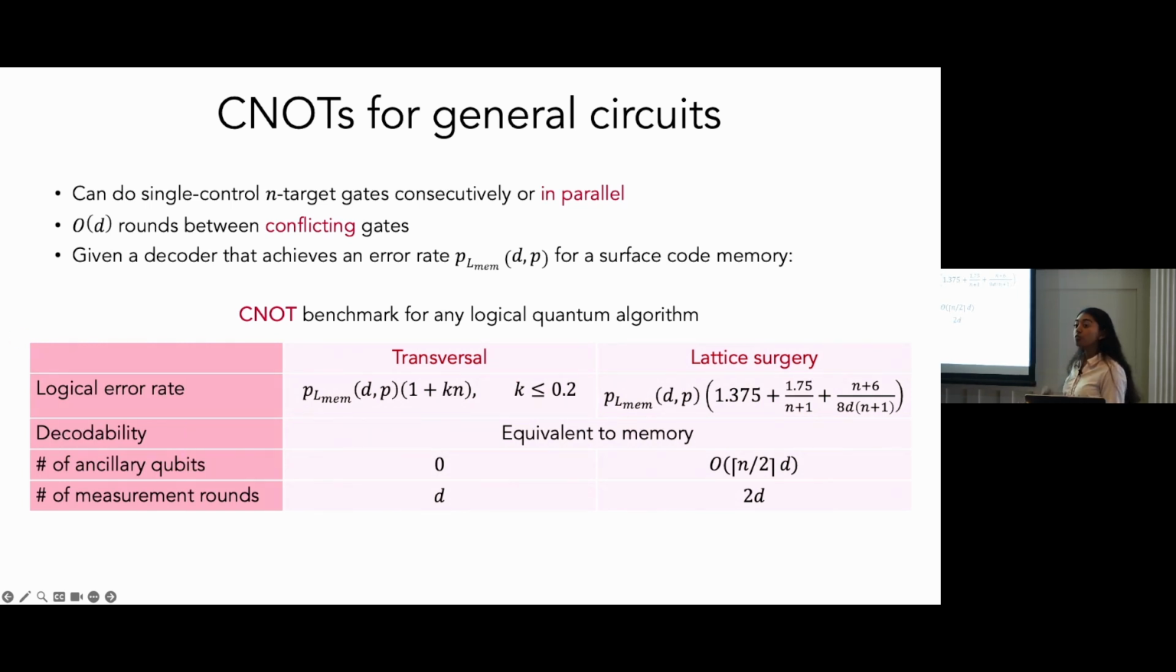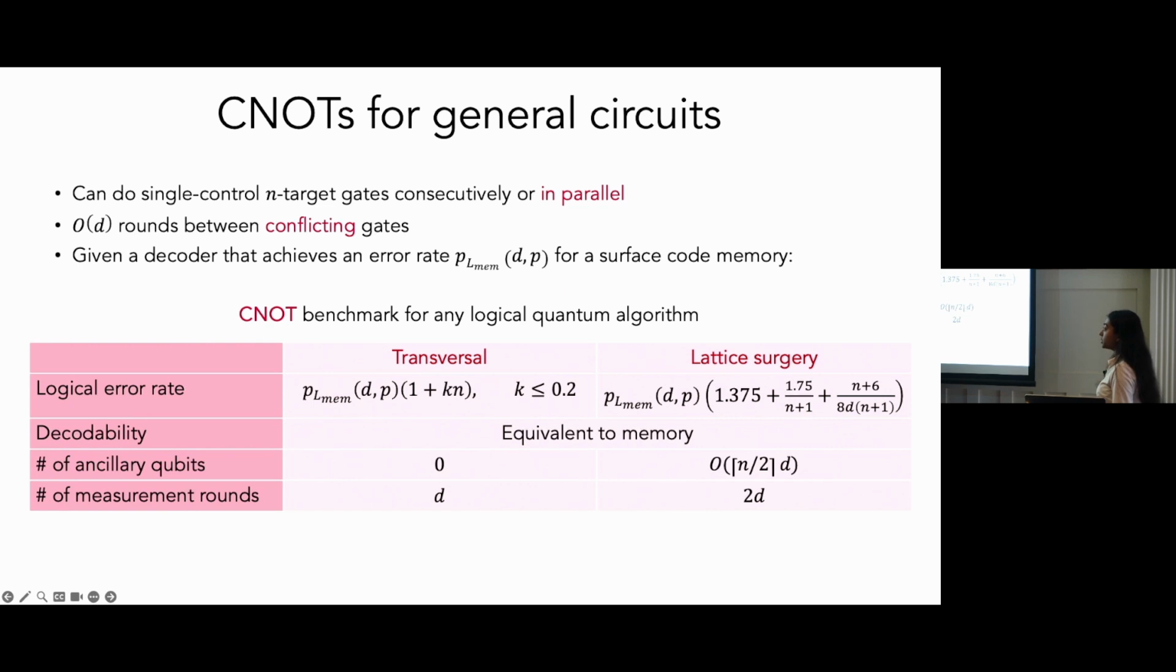For the performance metric of number of ancillary qubits, my transversal gate doesn't need any additional qubits because I'm just taking the two surface codes and moving them on top of each other. But my lattice surgery approach does need extra qubits because I need the qubits in the bridging region in order to perform the projective Pauli measurements. Also, for the transversal gates, I need about d rounds per entangling gate in order to isolate the gate and decode it completely. But for lattice surgery, as I just showed, you need d rounds for the XX measurement and d rounds for the ZZ measurement, so you need 2d measurement rounds per entangling gate.